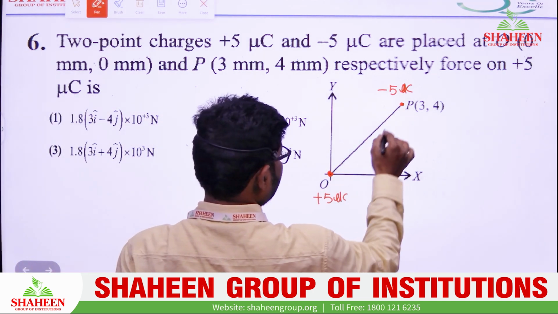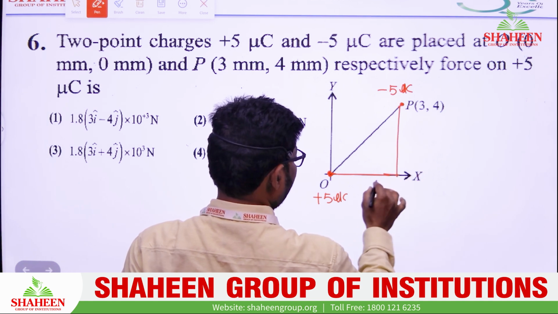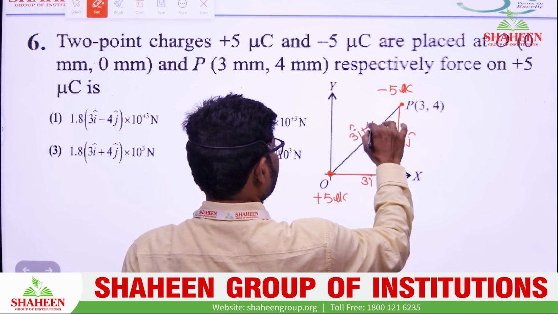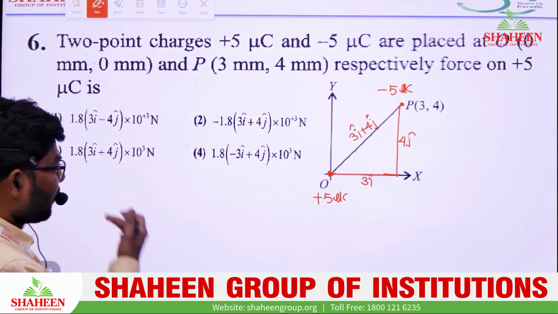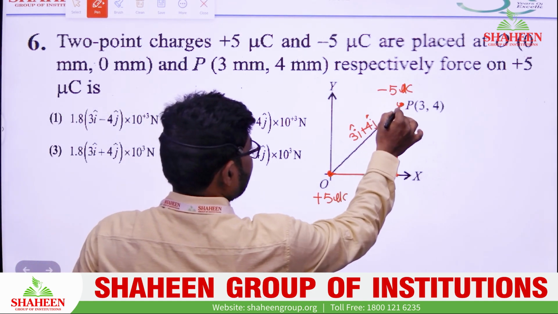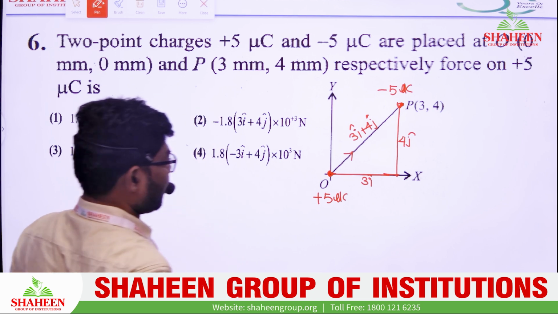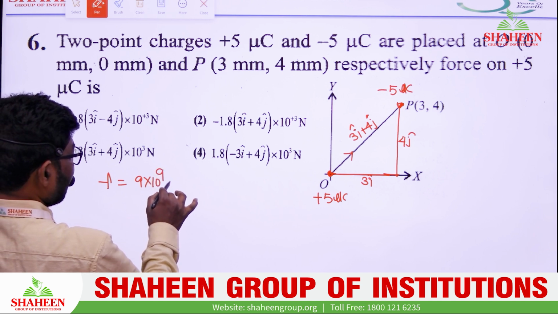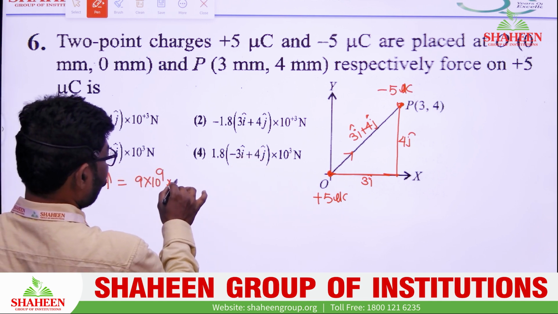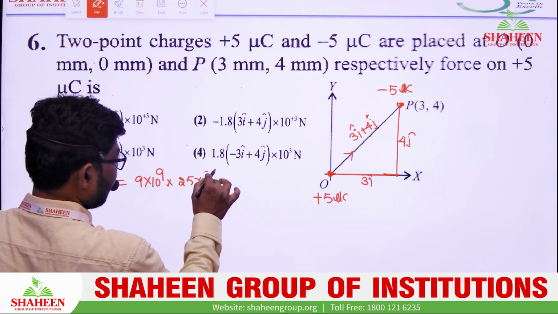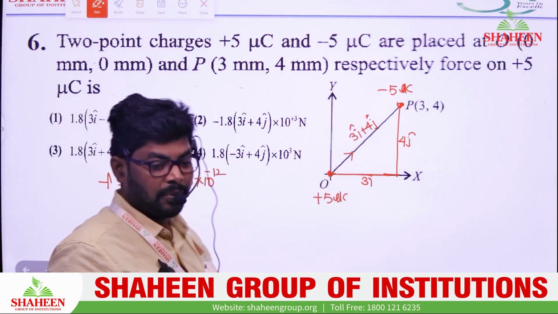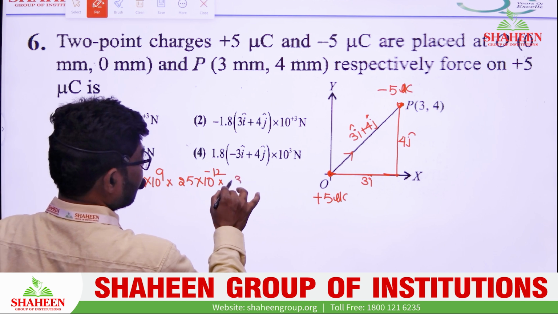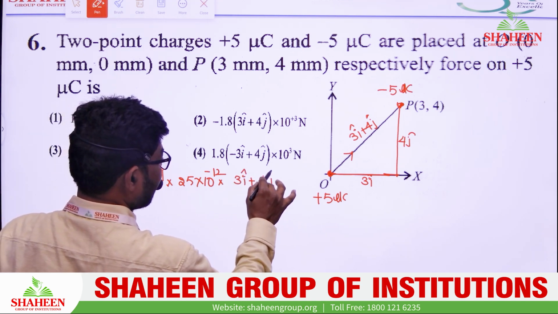The distances I have already solved in the last video: this is 3i and this is 4j, so the separation is 3i plus 4j, which is 5. At this point the force is attracting. The force is equal to 9 into 10 to the power 9 times q1 q2, that is 5 into 5, 25 into 10 power minus 12 because of micro, k q1 q2 into r bar. What is r bar? 3 i cap plus 4 j cap.